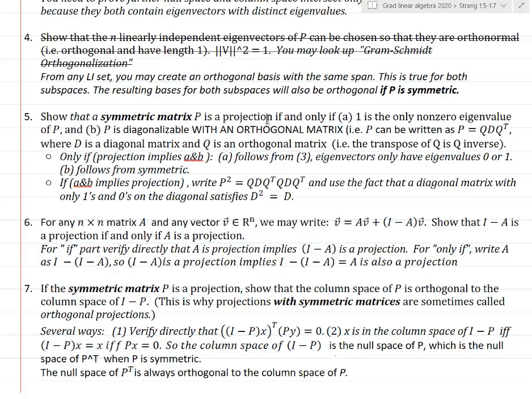Okay, so first let's prove the only if part, which means that P is a projection implies conditions A and B. All right, so what about condition A? 1 is the only non-zero eigenvalue of P. Well, we saw that from part 3 above. What does part 3 above say? Is it going to let me go there?